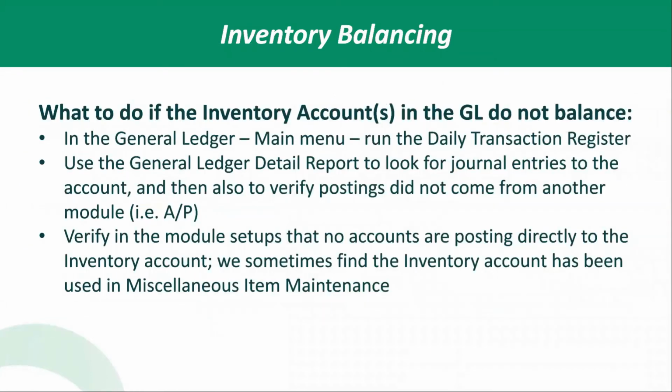All right, so what do we do when they don't balance? Same thing we said before: general ledger, main menus, run that daily transaction register. Make sure that there's not anything that didn't get updated. Use that GL detail report to make sure that journal entries weren't made to your inventory account. And then you can also use that general ledger detail report to make sure that postings didn't come from a module where they shouldn't. So accounts payable and accounts receivable should never, ever, ever post to the inventory account.